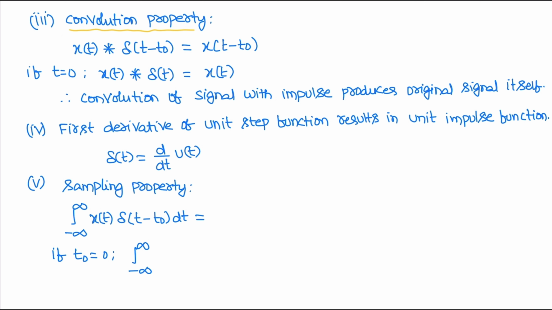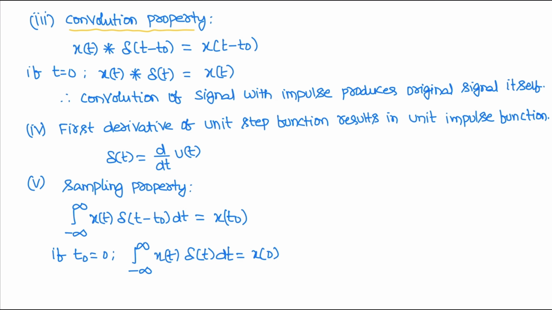The convolution of a signal with an impulse produces the original signal itself. Then the derivative property: delta of t is equal to d by dt of u of t, the unit step signal. And the sampling property is the integral from minus infinity to infinity of x of t delta of t minus t naught dt, which is equal to x of t naught. If t naught is 0, then the integral from minus infinity to infinity of x of t delta of t dt is x of 0.